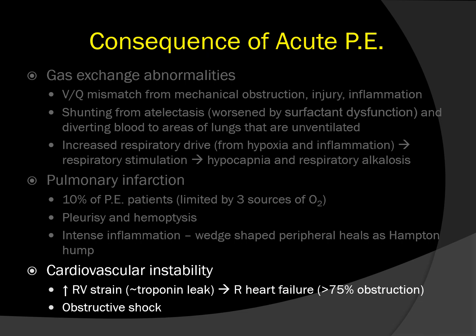Patients with acute pulmonary emboli can become quite unstable. At a minimum, they may show RV strain with an associated troponin leak, or progress to right heart failure when over 75% or so of the cross-sectional area of the pulmonary vascular bed is obstructed. And in the case of severe obstruction and RV failure, we can have obstructive shock.